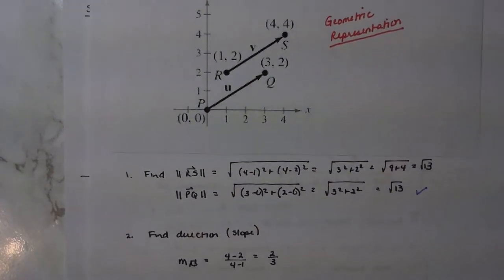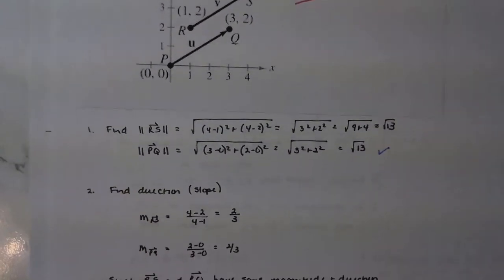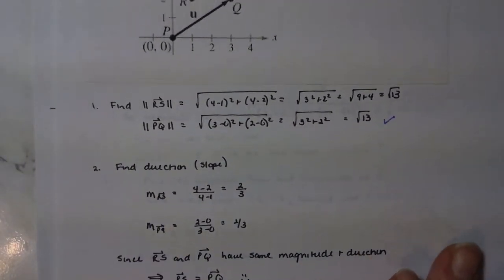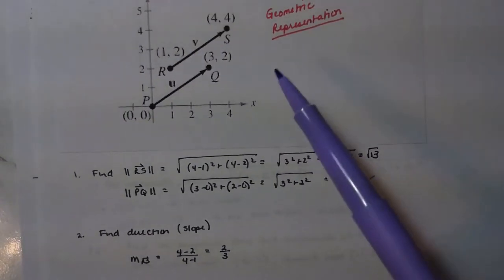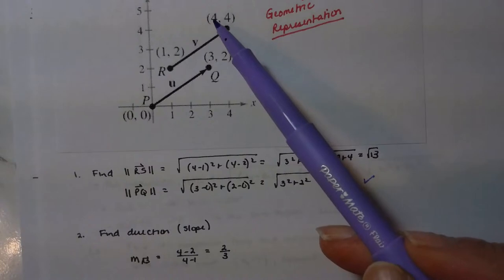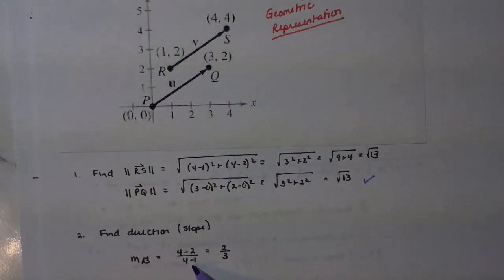And then I have to find the direction. So I have to see if the slopes are the same. And I found the slope for vector RS, right? So again, let me just get this in here. The slope of this line is the change in Y, so 4 minus 2 divided by the change in X, which is 4 minus 1, right? So I've got that here. And I get a slope of 2 thirds.